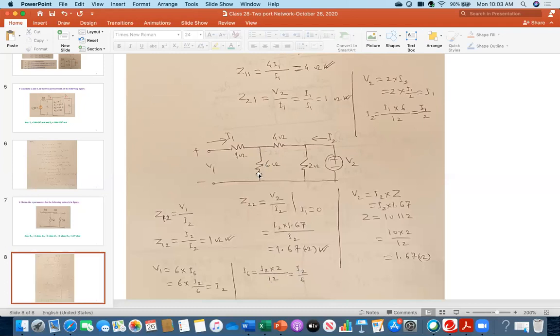So now my V1, which is across this one, because I1 is 0, is 6 multiplied by that I6. So I got ultimately I2. Therefore I am done. My V1 is I2 and this is I2, so I2 and I2 cancel, just 1 ohm. So my G12 is 1 ohm.